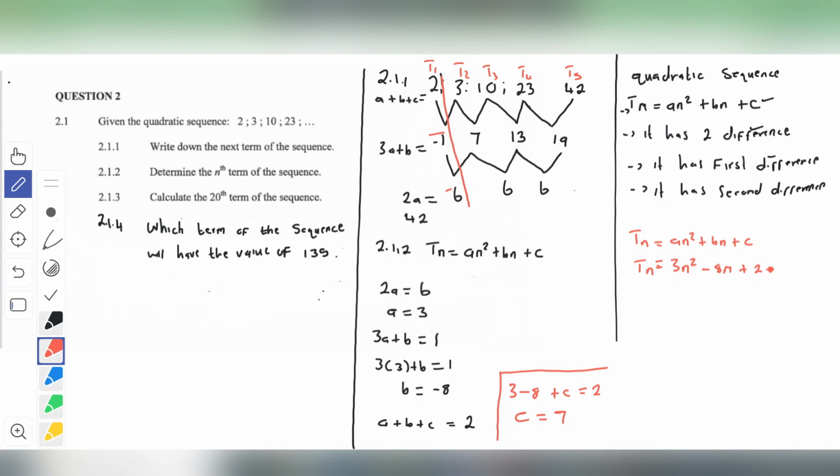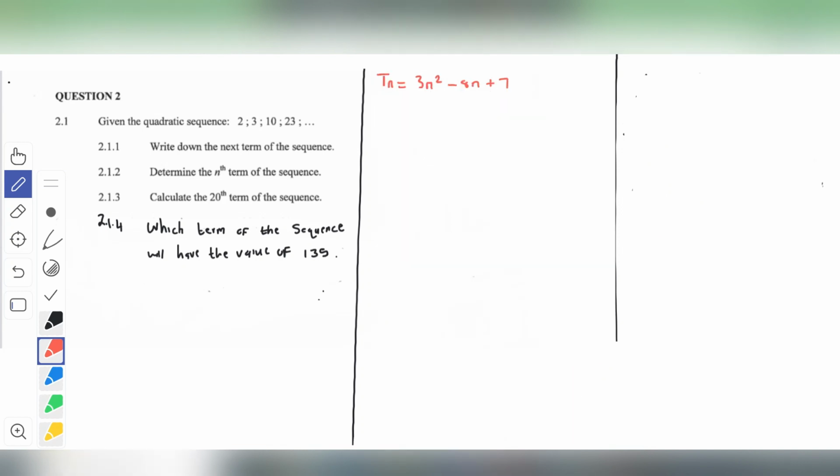So I'm just going to erase here so that we can continue. Okay guys, so now let's do 2.1.3.